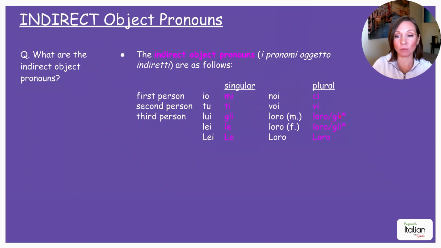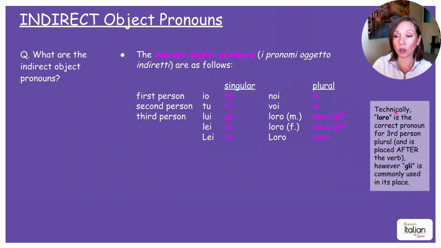Okay, I'm showing you both of these, loro and gli. However, technically, loro is the correct pronoun for the third person plural and is placed after the verb. Okay, all these other ones are placed before the verb, but loro comes after the verb. However, gli is commonly used in its place. Okay, so it's very common to hear people use gli before the verb, just like all these other ones, instead of loro after the verb.